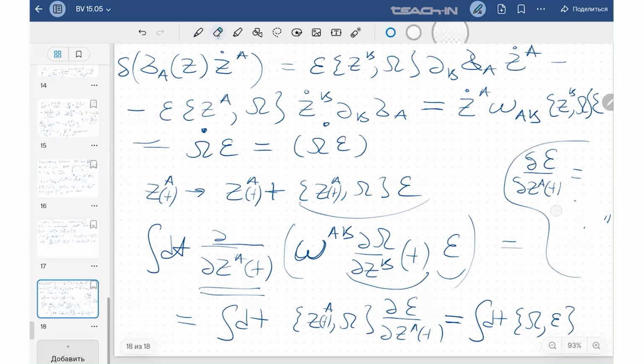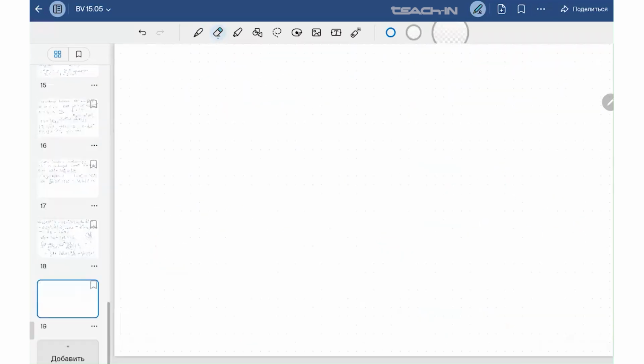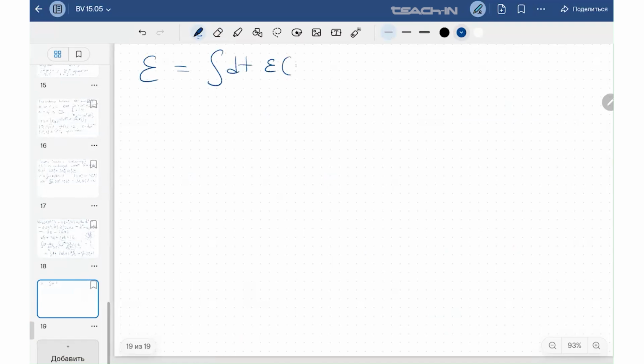Very good. Yeah, let me do it more carefully. So our big epsilon is the integral over dt of small epsilon of z of t and t, right? What we need to compute is the variational derivative of big epsilon over dz, with the convention a, dz^a of t, right?